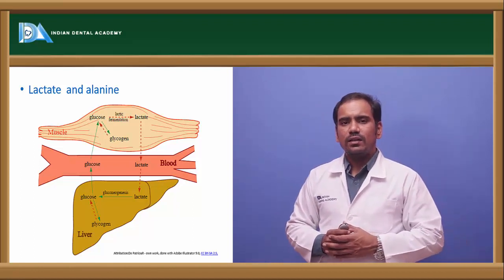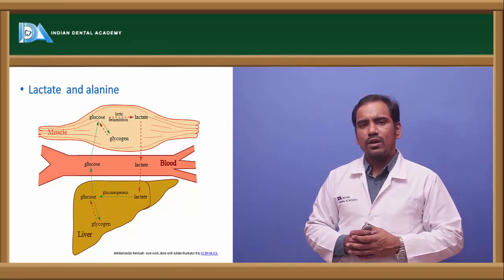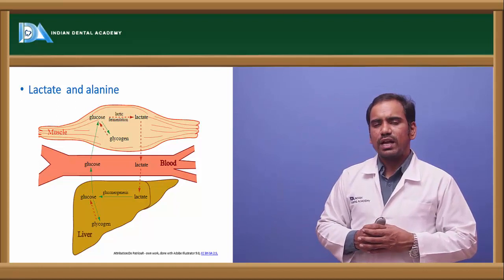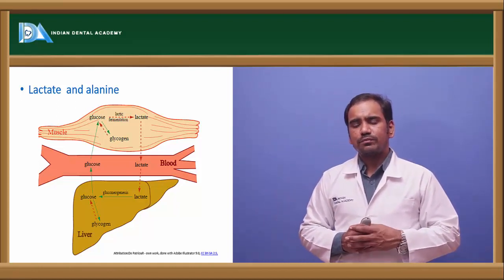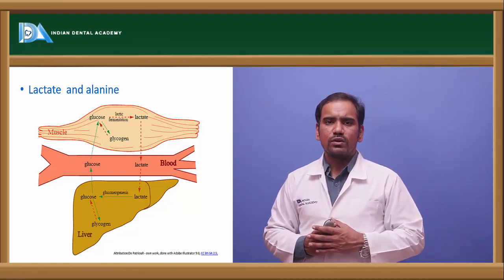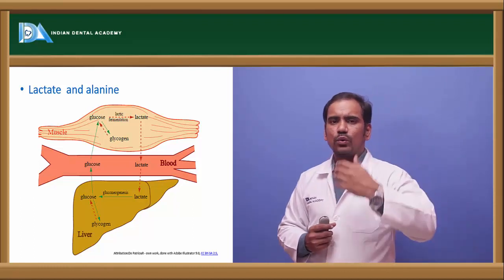Okay. And coming to alanine, most of the alanine is found in the muscle. That alanine is formed in the muscle by a process called transamination. Alpha ketoglutaric acid takes up the ammonia. In this reaction, by the action of the enzyme alanine transaminase, it forms a type of amino acid called alanine.